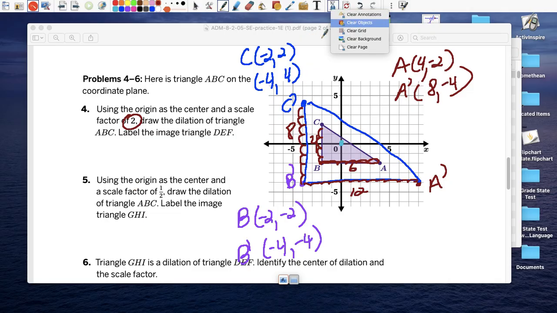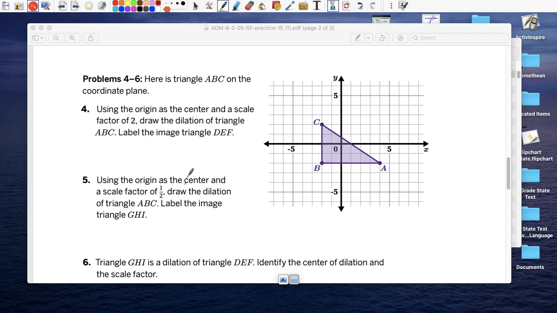Let me erase everything. It says use the center again, but the dilation here is a half. Well, half means it's going to be a reduction. So let's go to point A again. Point A was 1, 2, 3, 4, 4 to the right, and then 2 down. If you multiply that by a half, A prime will be half of 4 is 2, and half of 2 is 1. So 2 to the right, 1 down.